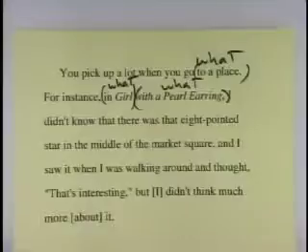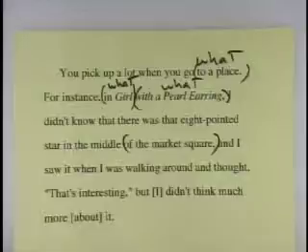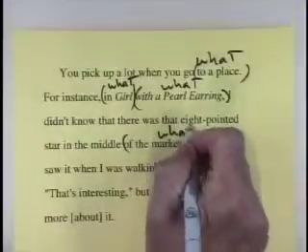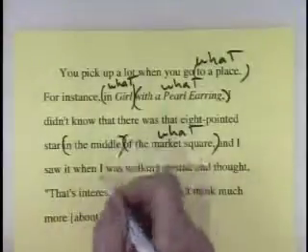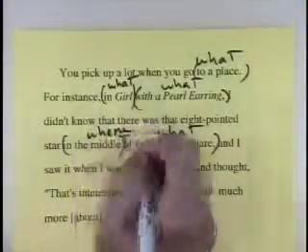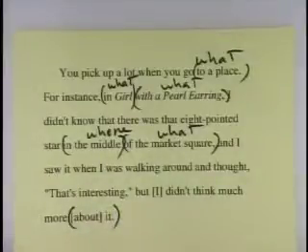Jeff, what do you see next? Of the market square, and that answers what? And that is just a what. What else do you see? I didn't know that there was that 8-pointed star in the middle of the market square. Farah? In the middle answers where? Of the market square, what? Do you see anything else, Farah? About it. And that's interesting, but I didn't think much more about it. Answers what?